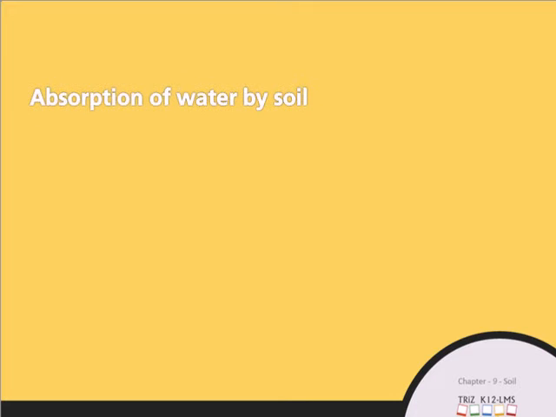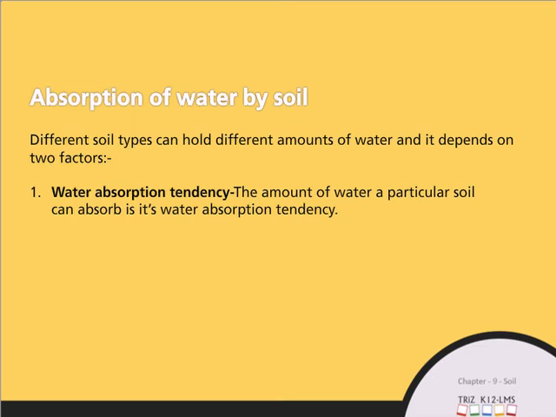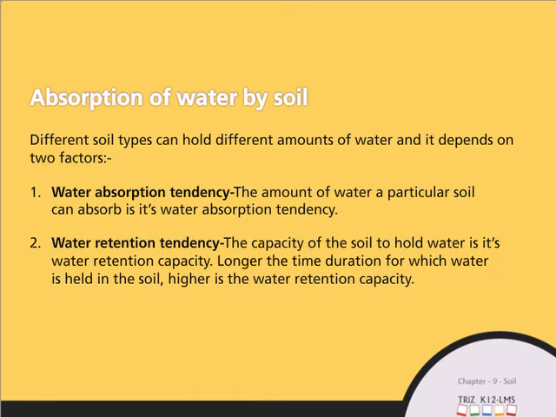Absorption of water by soils. Different soil types can hold different amounts of water, and it depends on 2 factors. Water absorption tendency. The amount of water a particular soil can absorb is its water absorption tendency. Water retention tendency. The capacity of the soil to hold water is its water retention capacity. Longer the time duration for which water is held in the soil, the higher is the water retention capacity.